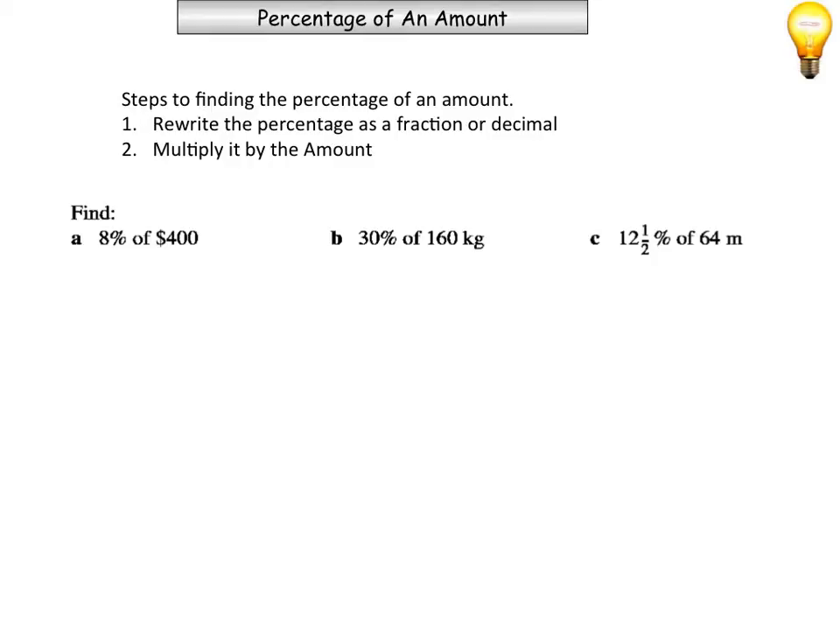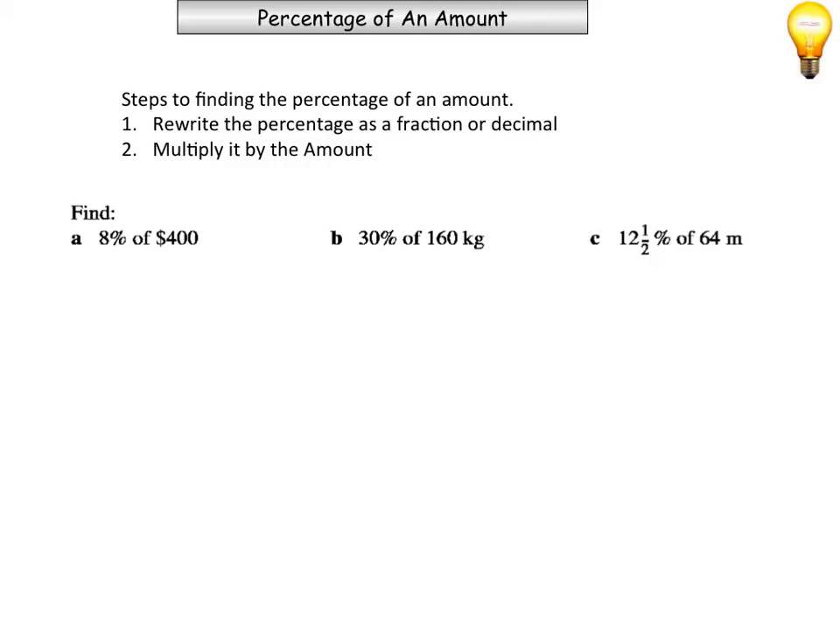Right, we're going to do a quick review of percentages and how we're going to use them in this topic. So the first thing that we're going to do is learn how to find the percentage of an amount. There's only really two steps here. The first step is that we need to rewrite the percentage as a fraction or a decimal, and we need to multiply it by the amount given.